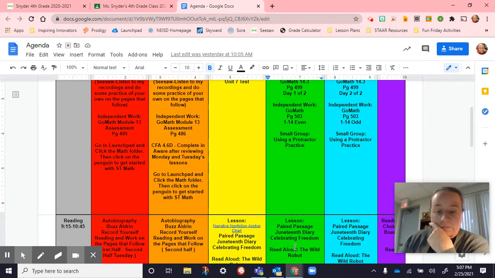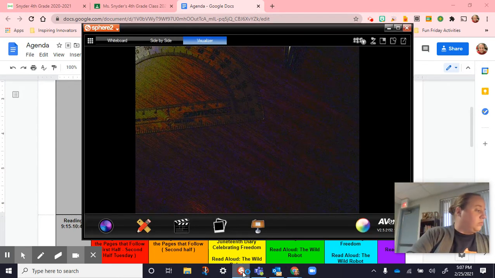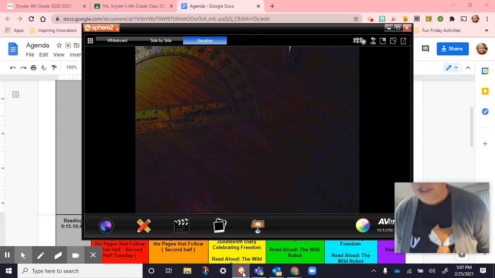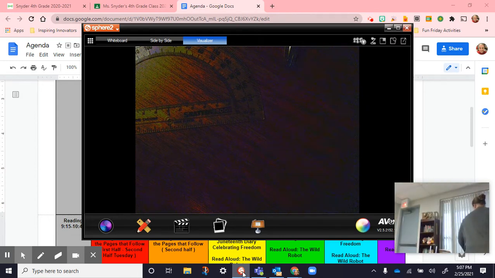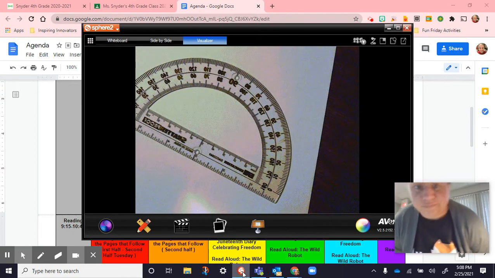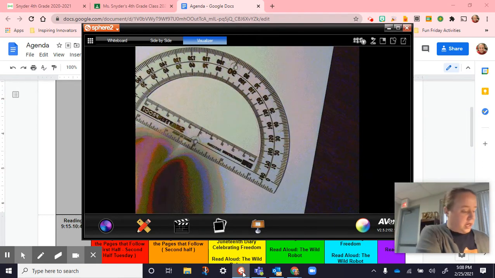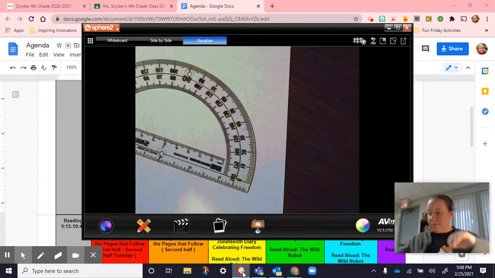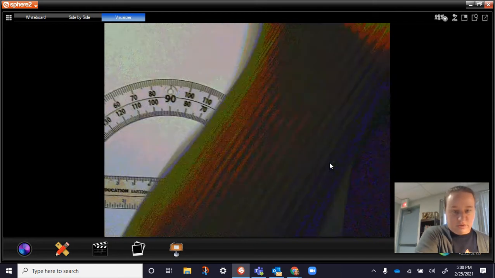So the protractor practice, let me get my protractor here. So with the practice that we did, I used my last sheet of paper. Hold on one sec. All right. So with our protractor, let's see how many pieces of paper I got here. Let me open this up. Get my protractor going the right way.